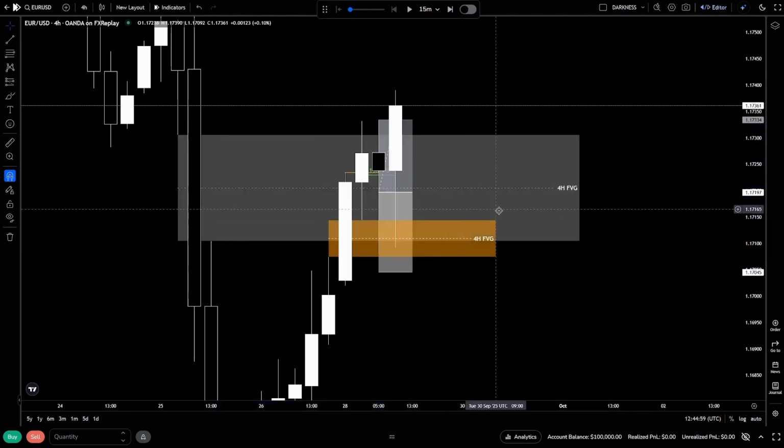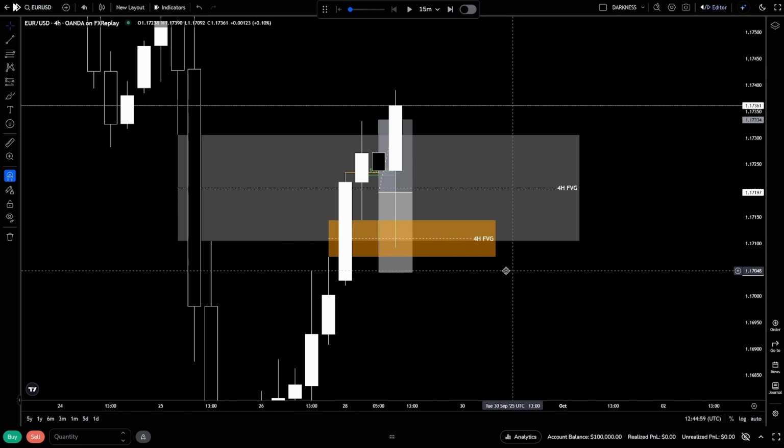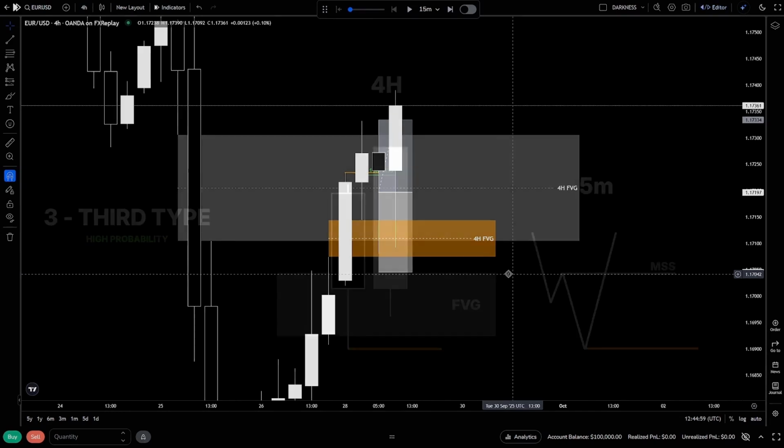And there was also a 4-hour bullish fair value gap. It also stopped the price from going lower. Remember to always check higher time frame before entering a position.